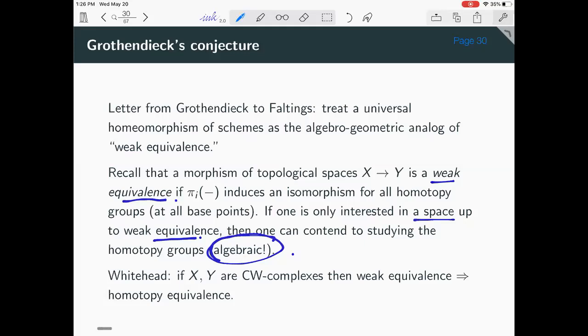But in fact, the process of going from a space to its weak equivalence type is not very lossy. You don't lose too much because of this classical theorem of Whitehead, one of these classical theorems which was revolutionary back in the day: if X and Y are CW complexes, then weak equivalence implies homotopy equivalence. So this algebraic information does capture the topological information of X and Y. Hopefully there are no questions there.